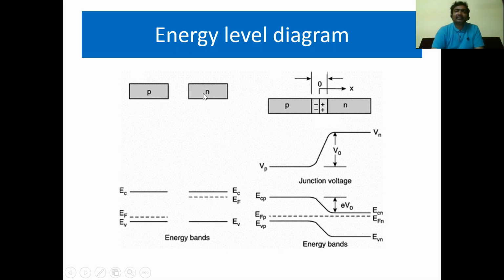When p region and n region are joined together, it forms a p-n junction. Here you clearly observe that towards the edge of the n region, positive charges are there. That's why we have shown Vn at a higher potential and Vp at a lower potential, because at the edge of the P region negative charges are there. The potential difference between these two ends is represented as V0. So V0 is equal to Vn minus Vp from this diagram.